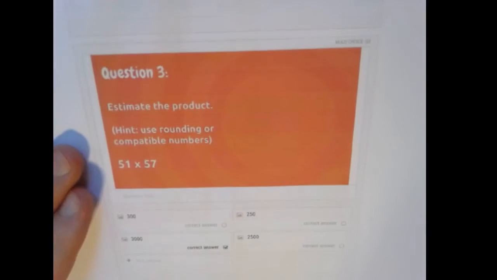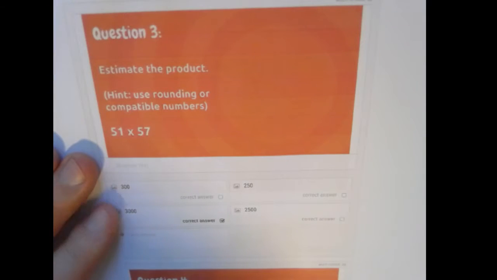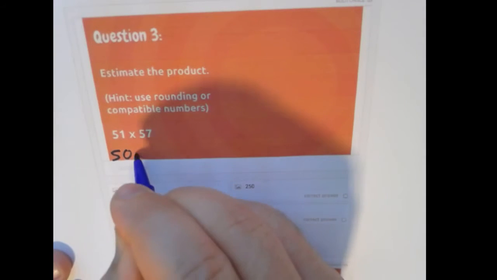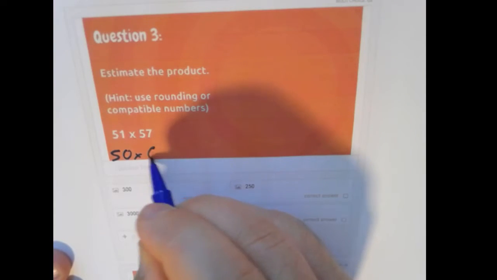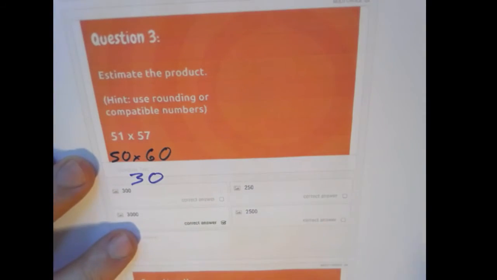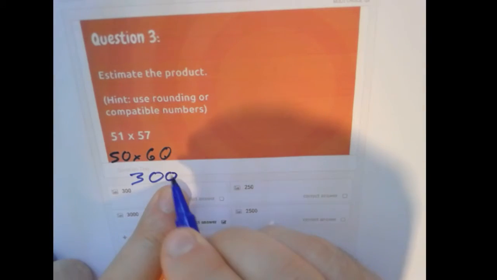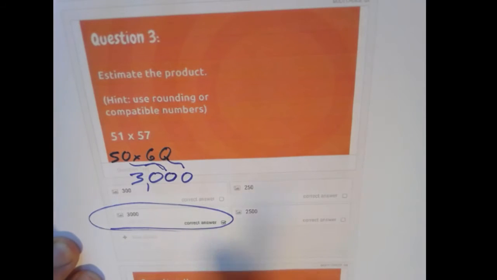So let's try question 3. Estimate the product, use rounding or compatible numbers. So if we were to round this, I would think about making this into a 50 and making this into a 60, right? If we rounded down to 50 and rounded this up to 60. What's 5 times 6? 30. Then we just have to remember to keep our zeros straight. So we have this 0 that was involved in the multiplication, and this 0 also. So that actually gives us 3,000 we're looking for.